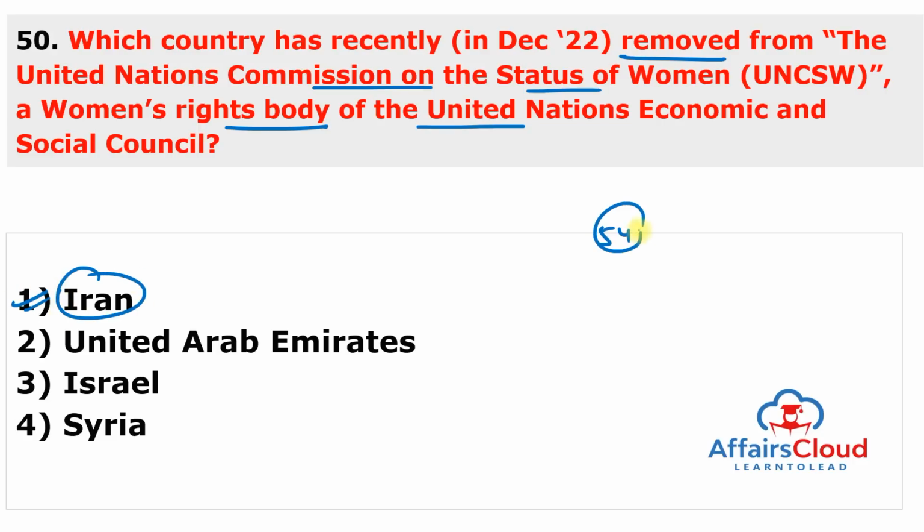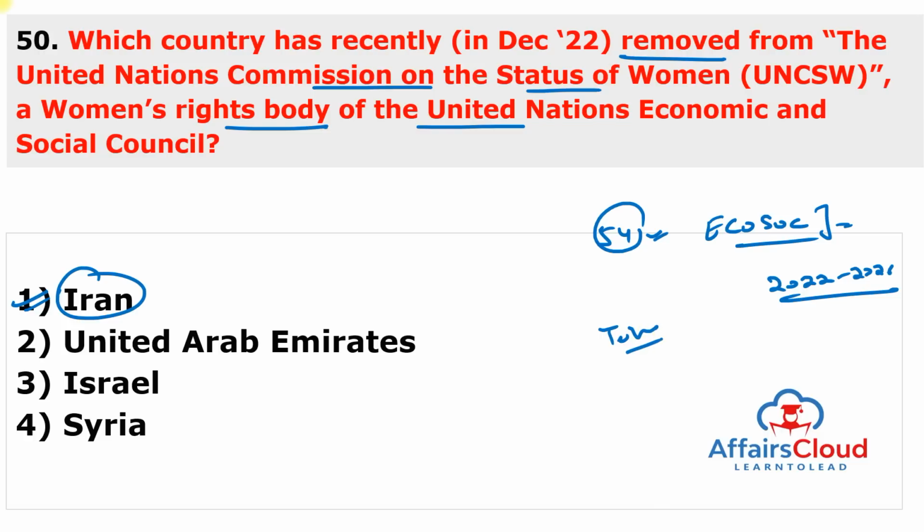So the 54-member United Nations Economic and Social Council, which is also known as ECOSOC, removed Iran from its women rights body, the United Nations Commission on the Status of Women, for the remainder of its 2022 to 2026 term with immediate effect by voting. And Iran was removed from this organization due to the brutal crackdown on the women-led protests in its capital, Tehran.